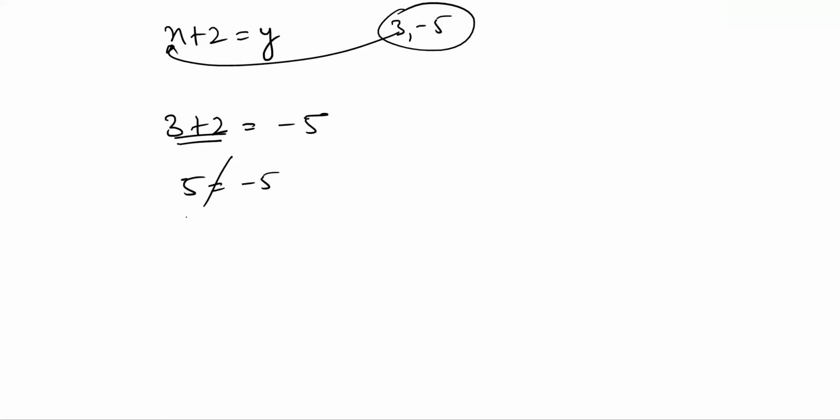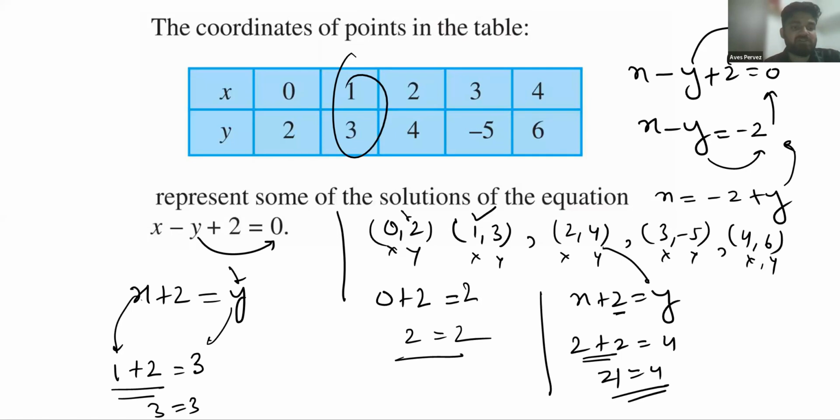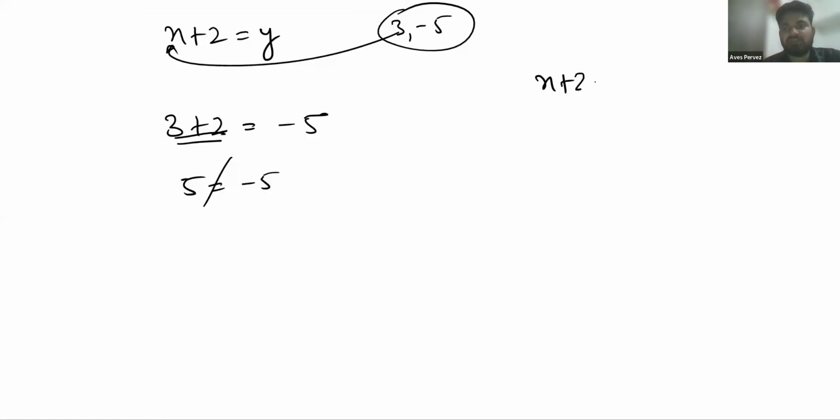Yes, sir. Okay, and the last coordinate, what was the last coordinate? That is 4, 6. So check 4, 6. X plus 2 equals y. Now put 4 here in place of x.